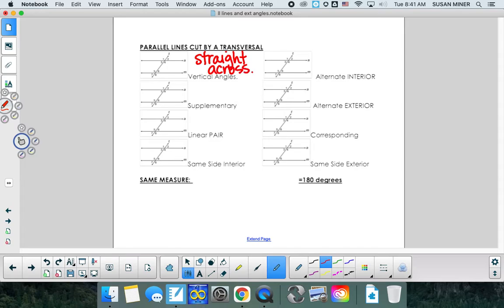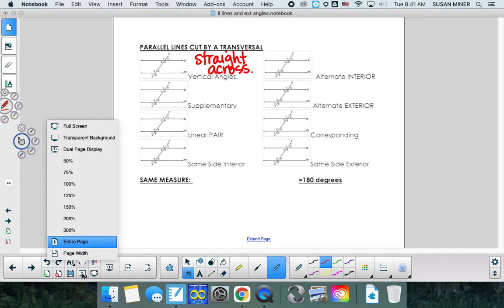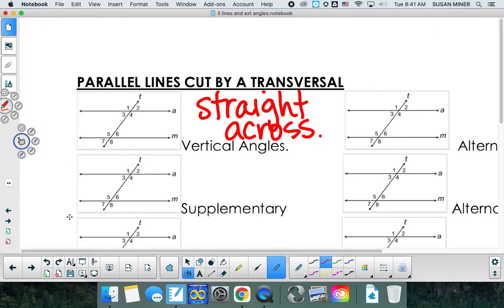And so an example would be on this one. I'm going to just zoom in here really quick. Let's make this just a little bit bigger so we can see what we're doing. Vertical angles were straight across, so 2 and 3 would be an example of vertical angles, and 1 and 4 would be another set.